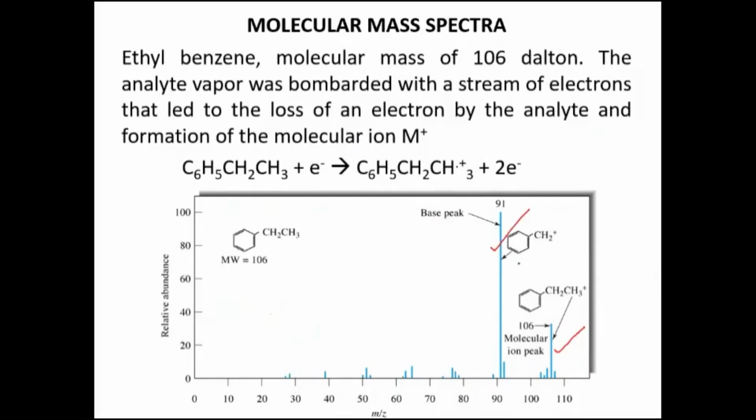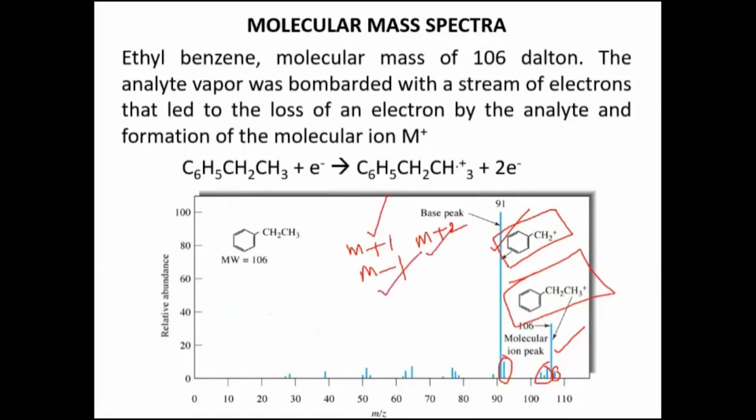When this is the base peak for m/z value 91, it means this is the ion which is most stable, and this is your molecular ion. Now also observe these small peaks. We will see what those peaks are. These smaller peaks are called M plus 1 peak, M plus 2 peaks, and M minus 1 peak. We will see what those peaks are.